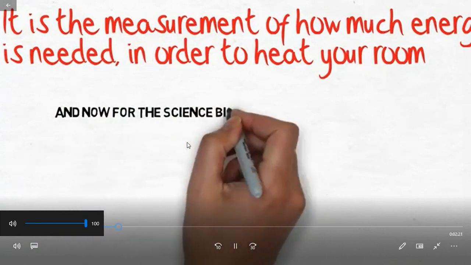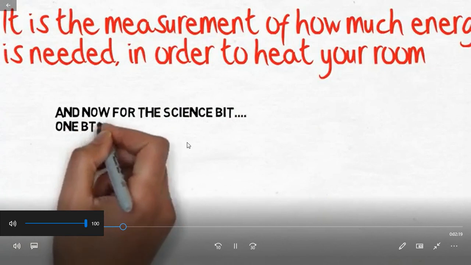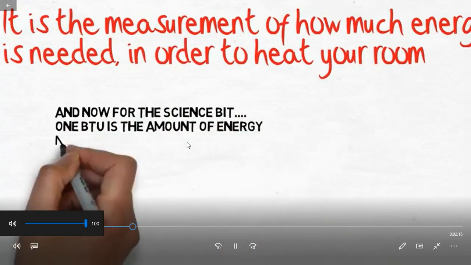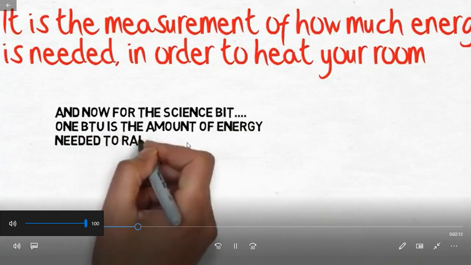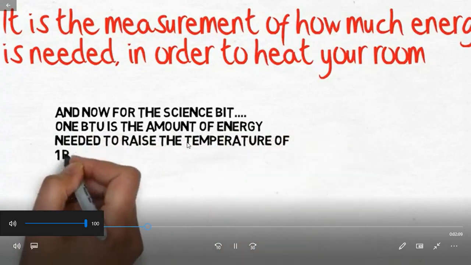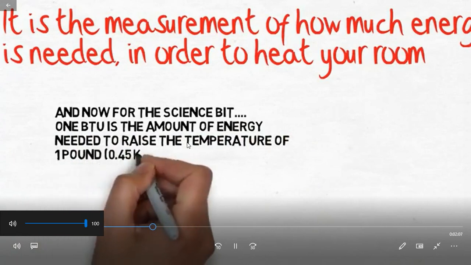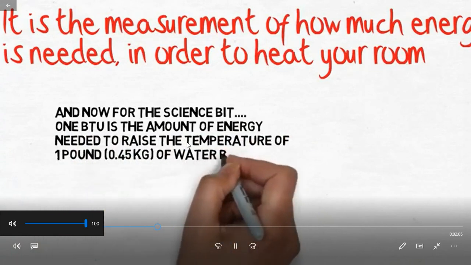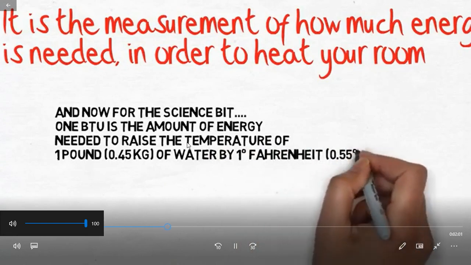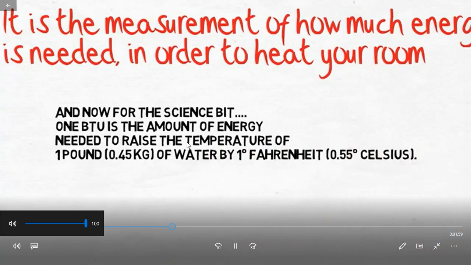And now for the science bit. 1 BTU is the amount of energy needed to raise the temperature of 1 pound, that's 0.45 kilograms of water, by 1 degree Fahrenheit, that's 0.55 degrees Celsius.